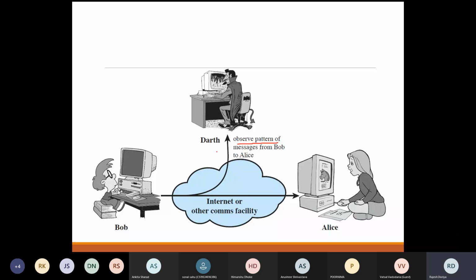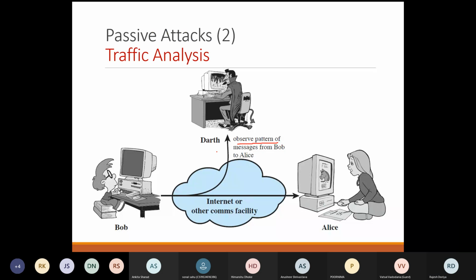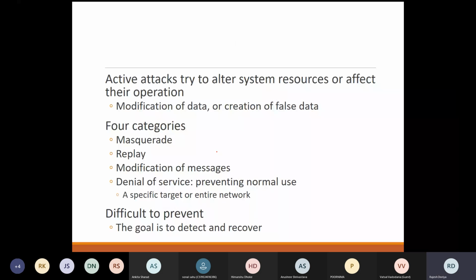For example, nowadays how many times a person is using Facebook or Instagram or Twitter and all those things. If somebody is observing that, then this will also come as a violation of security, unless you have given your consent to it. So this is the second type of passive attack, which is called traffic analysis. And then the second category is active attacks.